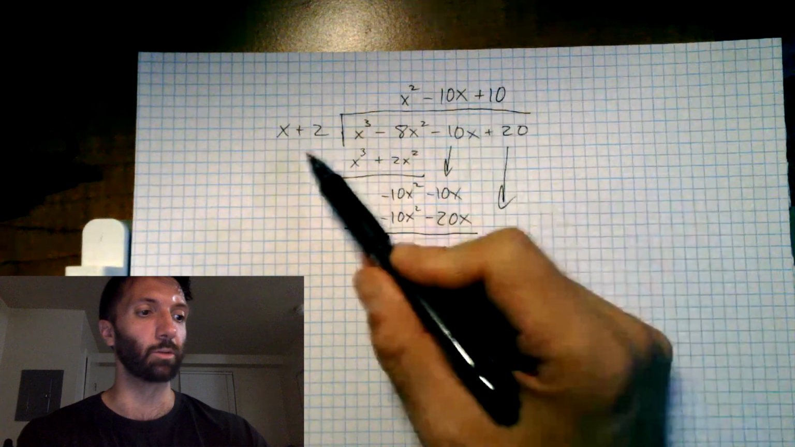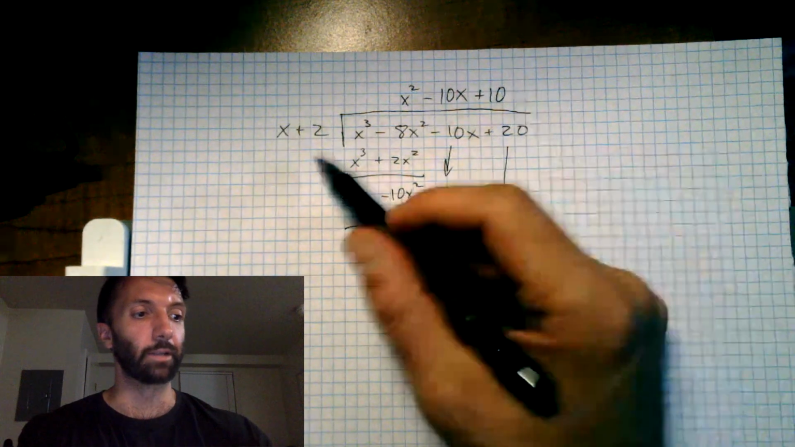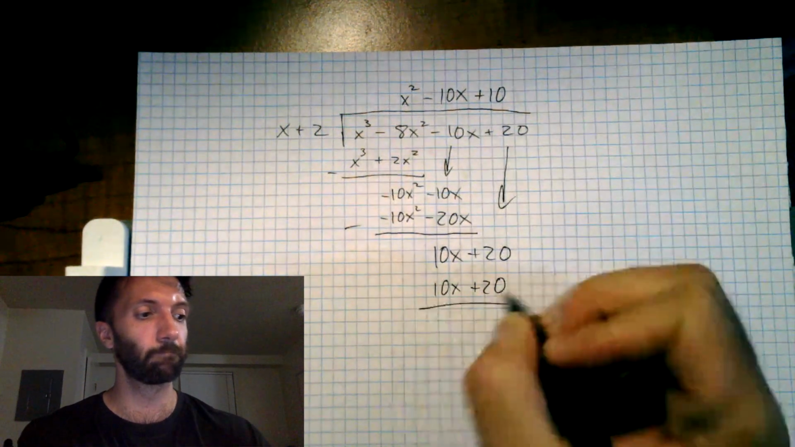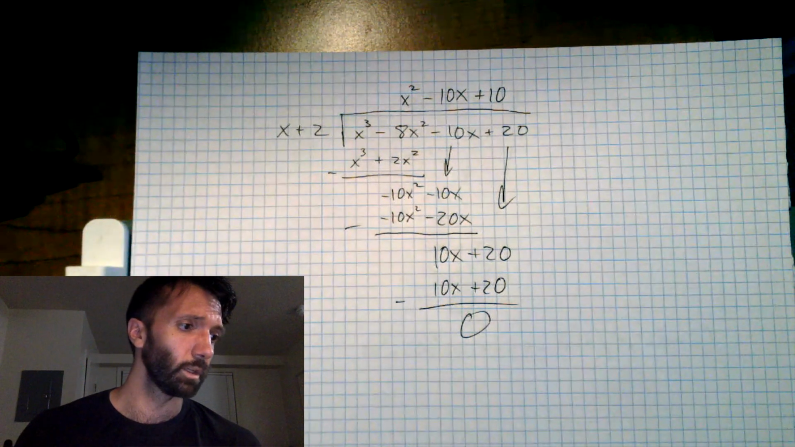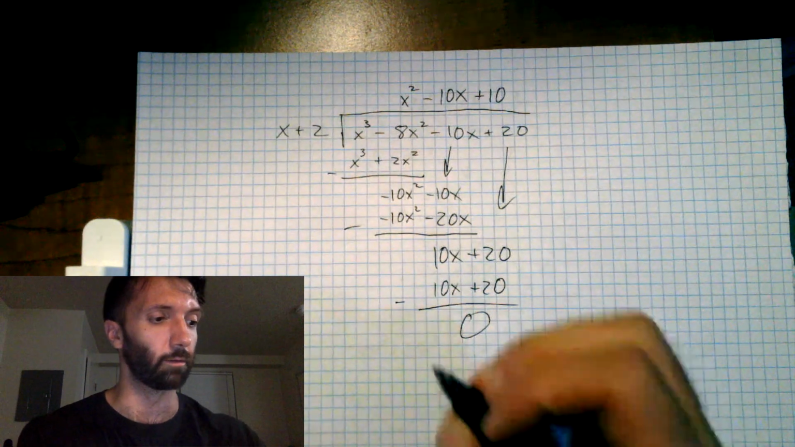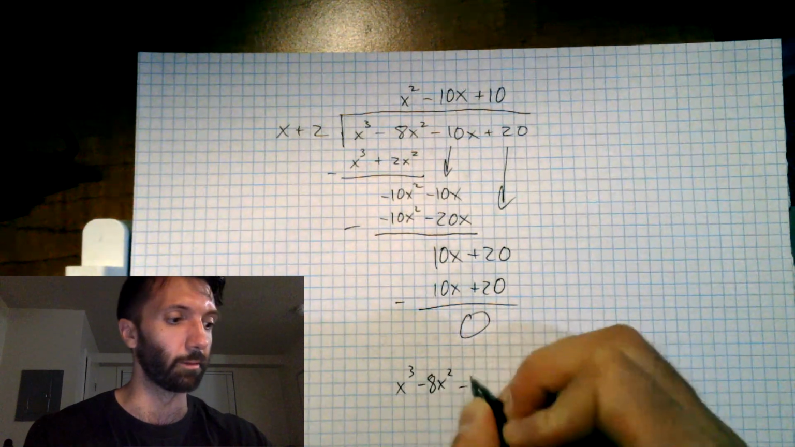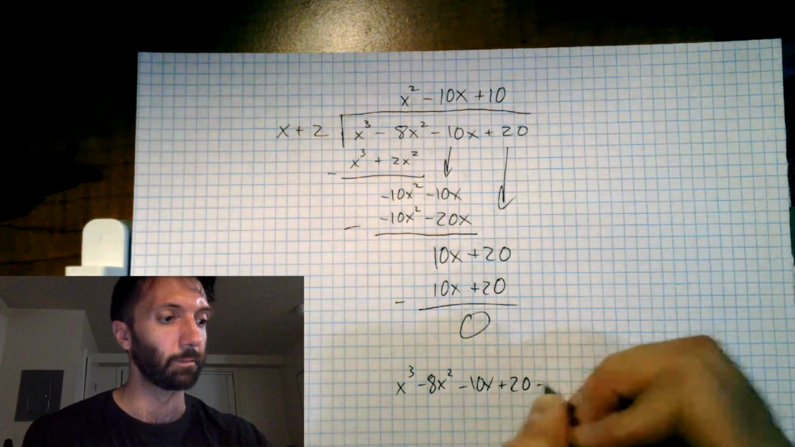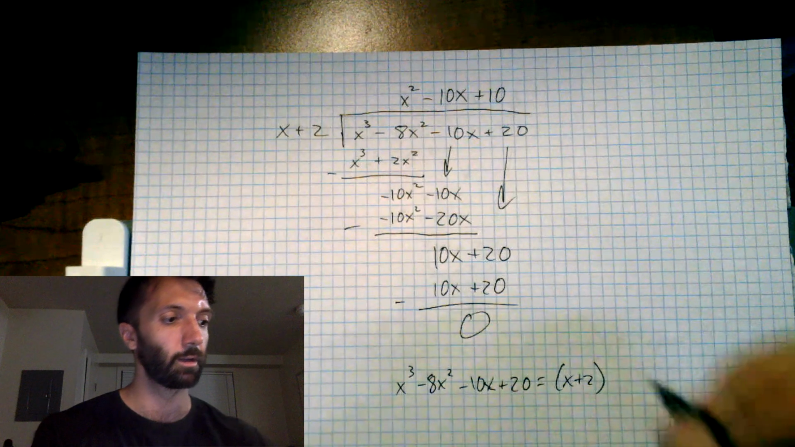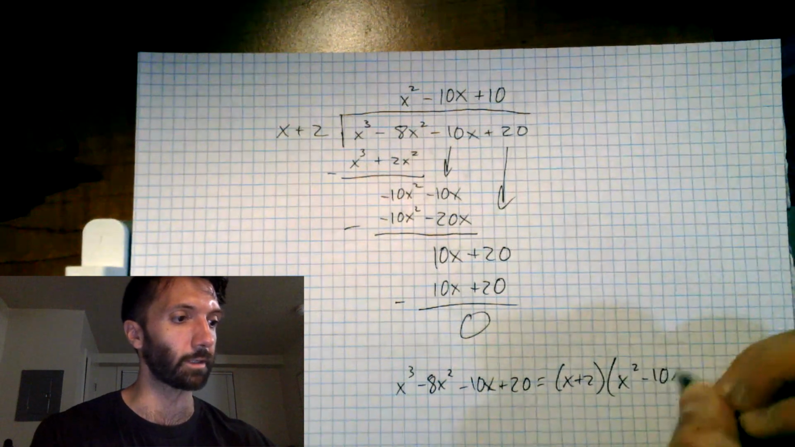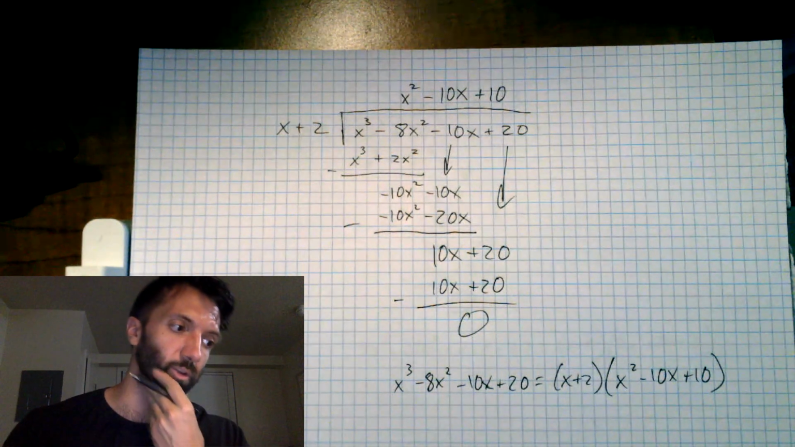Okay, now we multiply 10 times x, which is 10x. And then 10 times 2, which is 20. Subtract, and we get our remainder of 0. So again, if you wanted to, you could rewrite this in factored form. So say you had x to the third minus 8x squared minus 10x plus 20. You can rewrite that as x plus 2, quantity, times x squared minus 10x plus 10. And you could distribute and see that those are the same thing.